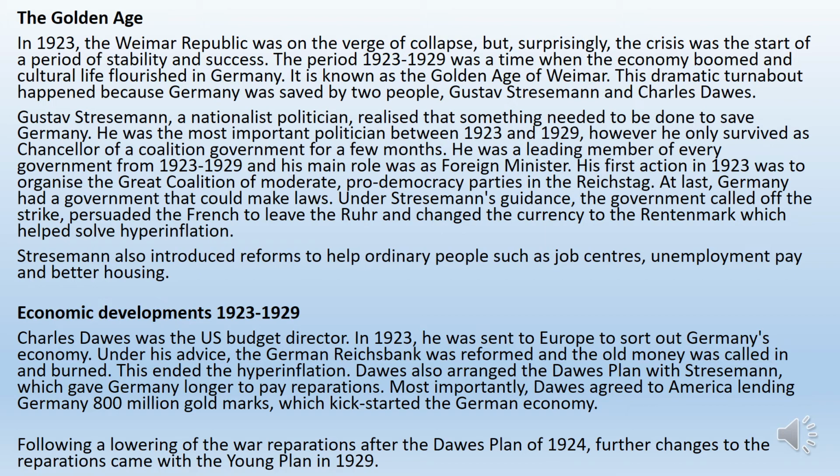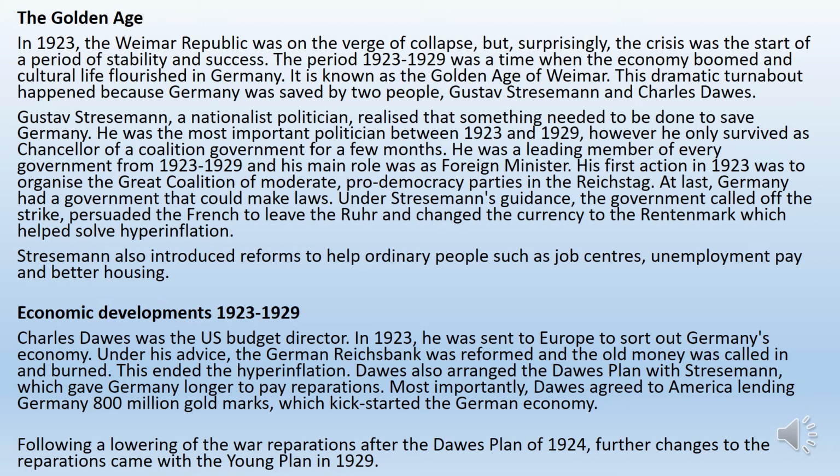Gustav Stresemann, a nationalist politician, realized that something needed to be done to save Germany. He was the most important politician between 1923 and 1929, however he only survived as Chancellor of a coalition government for a few months. He was a leading member of every government from 1923 to 1929 and his main role was as foreign minister. His first action in 1923 was to organize the great coalition of moderate, pro-democracy parties in the Reichstag. At last, Germany had a government that could make laws.